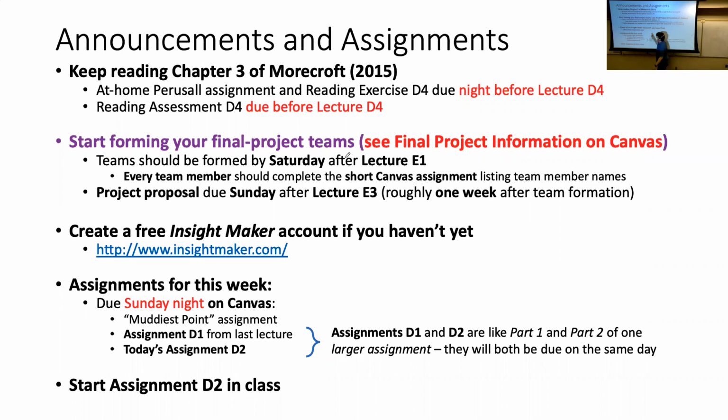And so the assignments that are due going into the weekend, due Sunday: the muddiest point. You've got D1 from last lecture, which now we all know the solutions to. Today's D2 is basically just a modification of D1. So these are meant to be part 1 and part 2 of a larger assignment, and you get 30 points or so from both. So it's sort of like a 60-point assignment, just split up into 2. And now we've got time to start D2 if you'd like. If you'd rather just do it on your own, that's fine too.